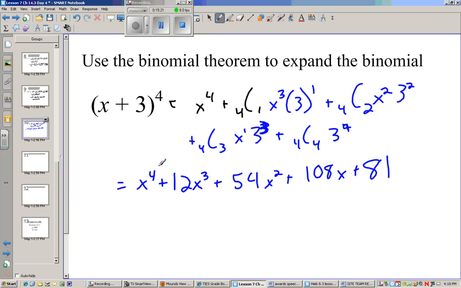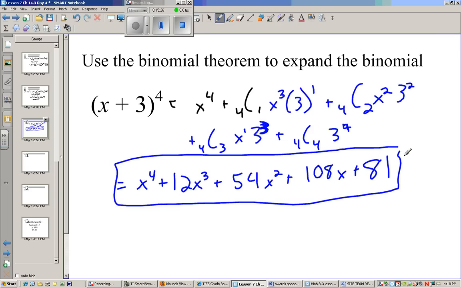So x plus 3 to the fourth is x to the fourth plus 12x to the third plus 54x squared plus 108x plus 81.